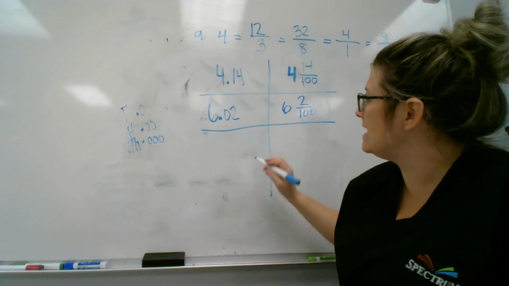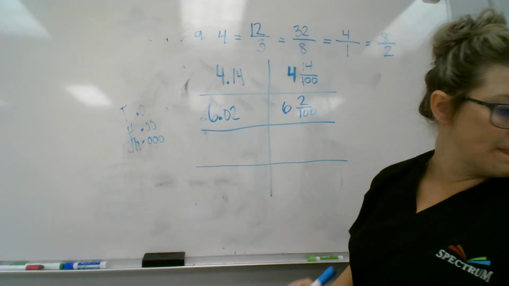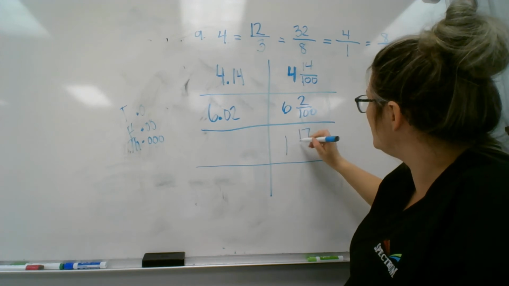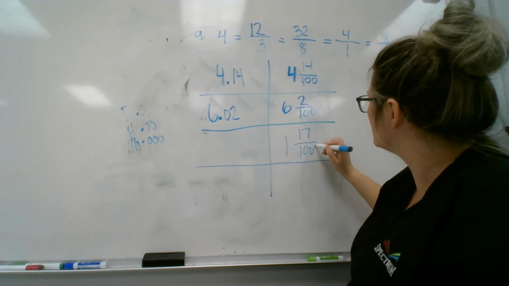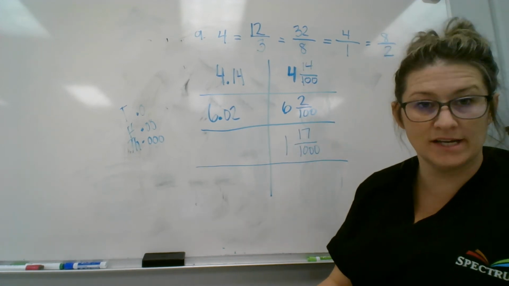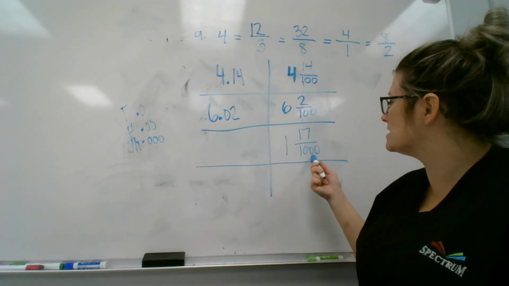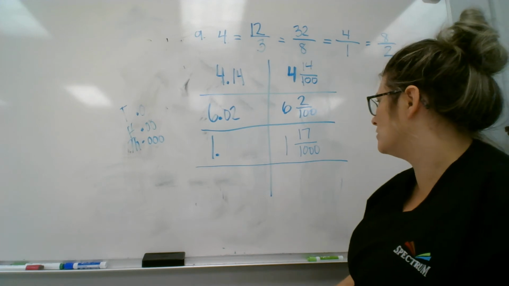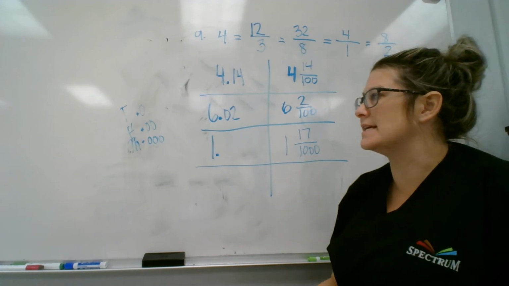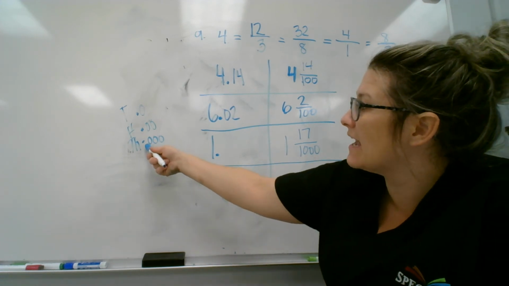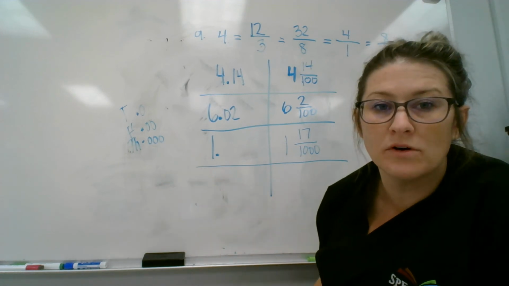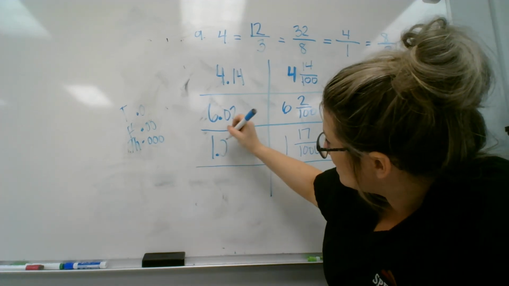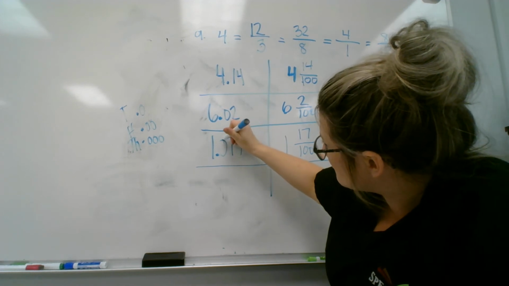All right, C. 1 and 17 thousandths. So there are 3 digits. There's going to be 3 digits after my decimal. So my decimal, I know, is going to be 1 decimal. 17 thousandths means I have to have 3 digits after my decimal. But my number is only 2 digits, so I'm going to put a 0 first, and then 1 7.